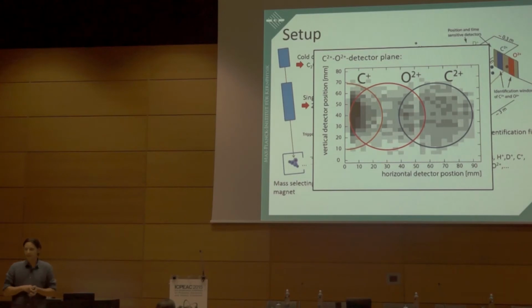Unfortunately, this doesn't work in reality as well as I've told you now. So if we look here at the plane of the detector, and this here is the C2O2+ detector plane, then you can see here we think that we have C2+ ions. Here we have the O2+ distribution of ions, and then a very strong contribution of C+. So we really had to optimize our ion identification procedure because of this problem here.